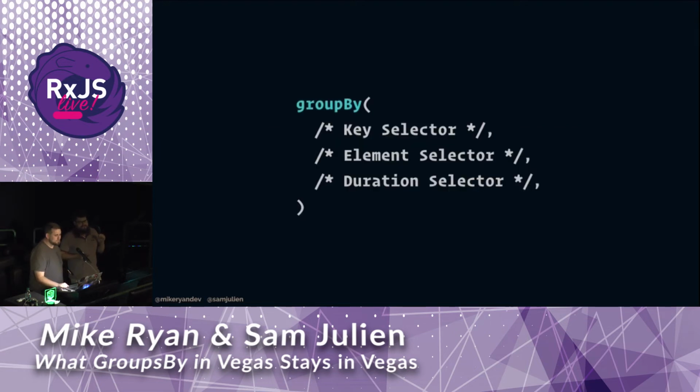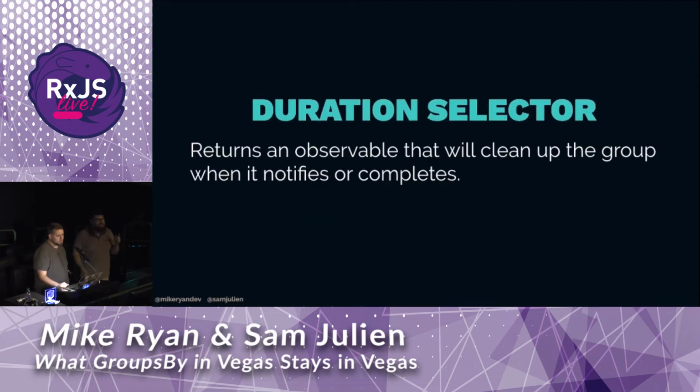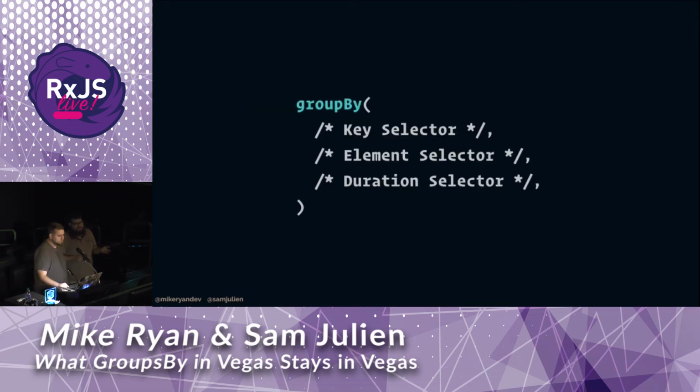If we go look at the signature of groupBy, there are three parameters. There's the key selector, which is the thing that we are grouping things by. There's another one called the element selector. We're not going to get too much into that, but it's kind of like a shortcut for map, where we could do some sort of transformation. But there's this third one called the duration selector that we want to look at. The duration selector returns an observable that will actually clean up those groups when they notify or complete. So that sounds pretty good.